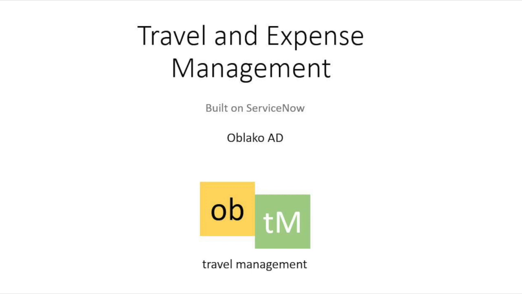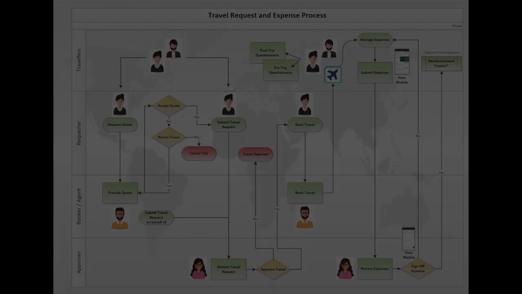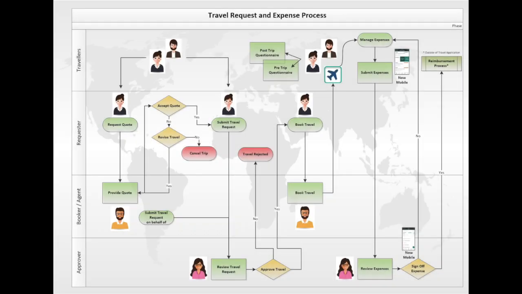In this video, we'll be looking at the Travel and Expense Management End User Portal and mobile interface. We'll see how end users can submit a travel request for approval, then using the mobile interface, submit expenses, which are then reviewed, approved or rejected by the expense reviewer.